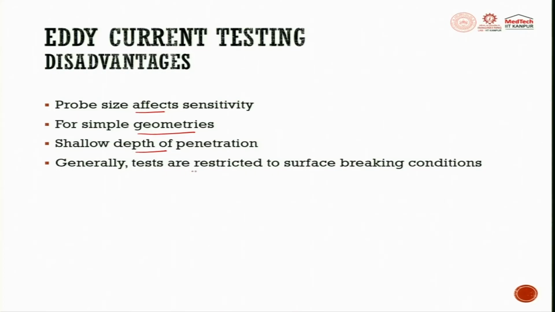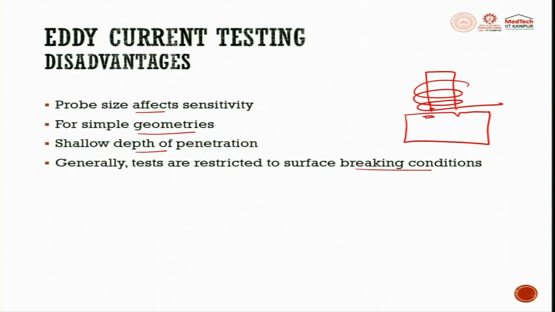So generally tests are restricted to surface breaking conditions only. Slightly subsurface flaws could also be detected. If the flaw is on the surface, that is fine. A slightly subsurface flaw, for example if it is here very slightly below the surface, could also be seen if we have a coil here. So both surface and subsurface flaws, those very close to the surface, can be found.